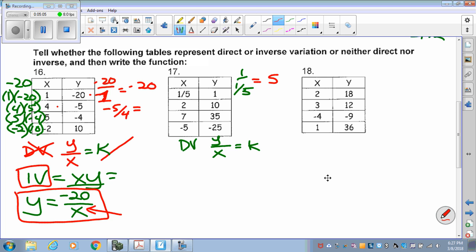And then we have 10 divided by 2, right? 10 divided by 2, and that's 5. 35 divided by 7, and that's 5. Negative 25 divided by negative 5, and that's 5. So I do have a direct variation, all right? And I get y equals my constant, which is 5, times x, right? They're all in a line there.